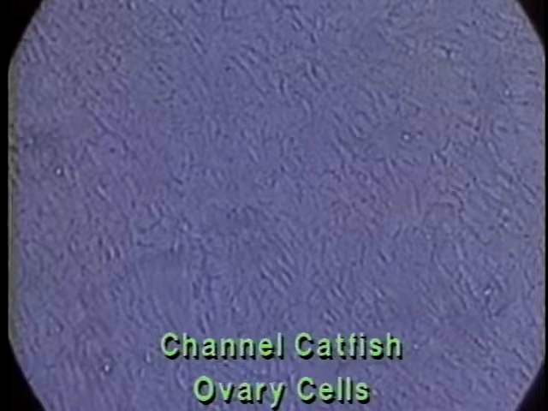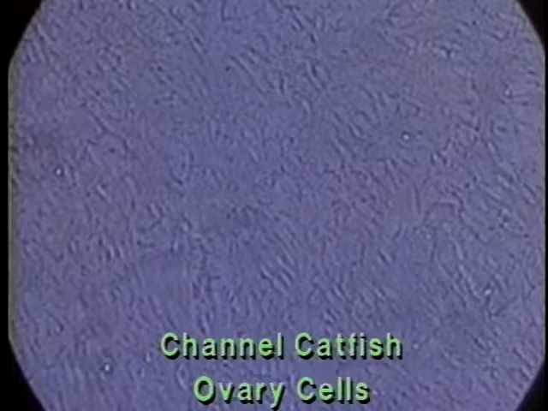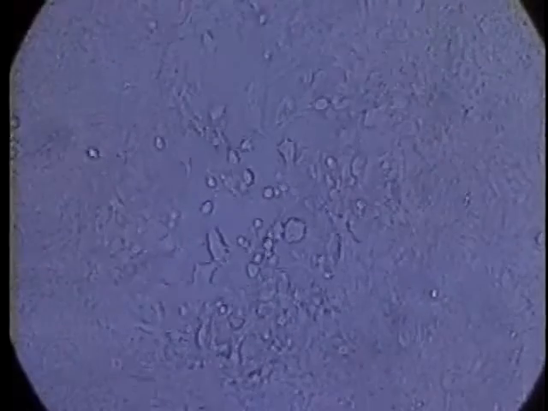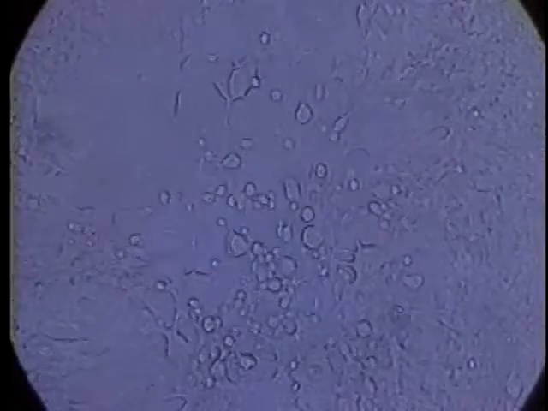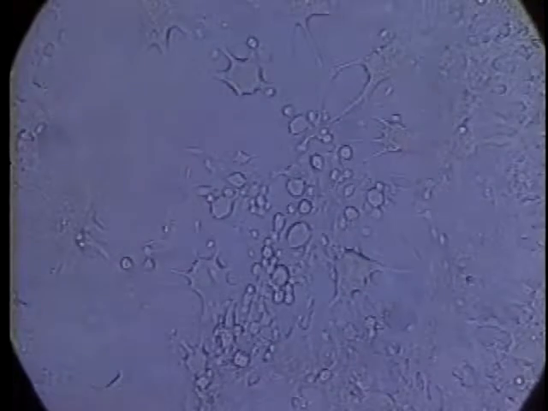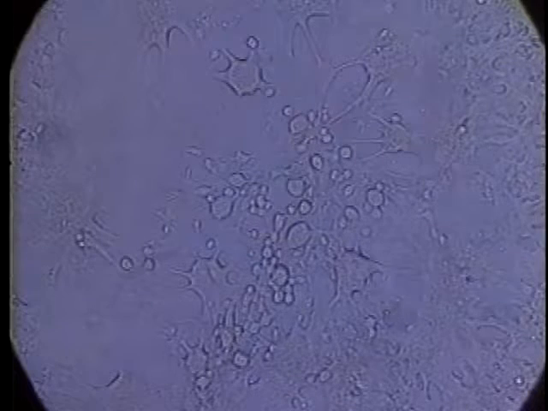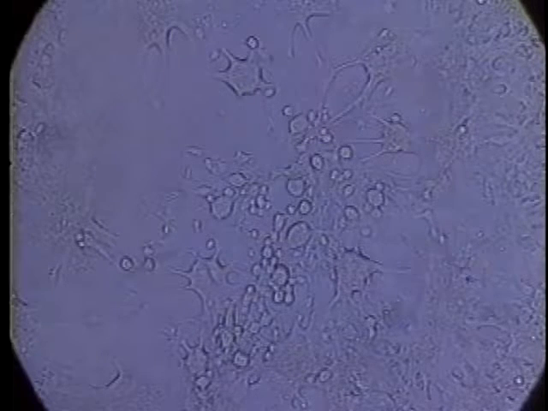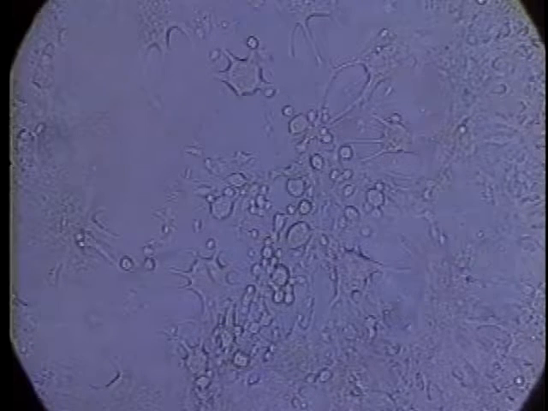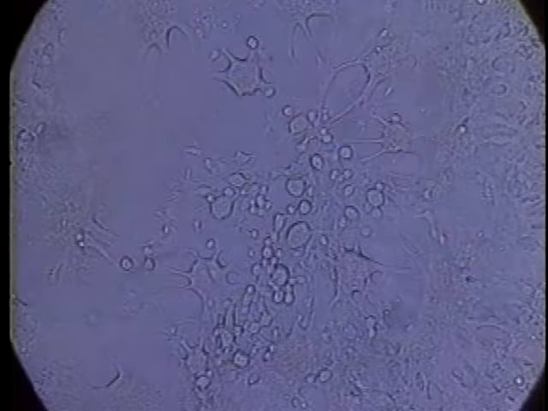Channel catfish ovary, or CCO cells, grown in tissue culture flasks, are used to detect the presence of CCV. If the virus is present in the sample introduced onto these CCO cells, a cytopathic effect will occur. This time-lapse sequence shows the formation of syncytia, or enlarged multinucleated cells, which are a result of the channel catfish virus causing the cytopathic effect on the channel catfish ovary cells.